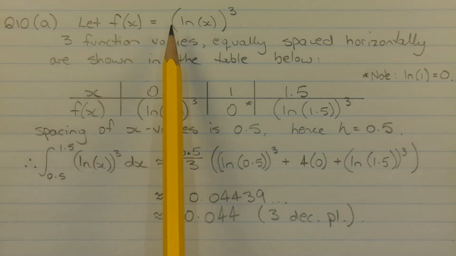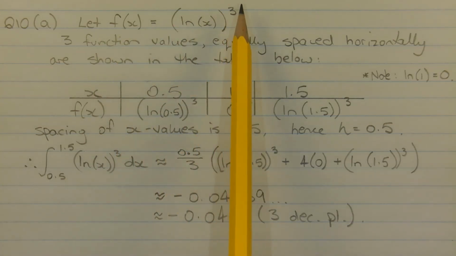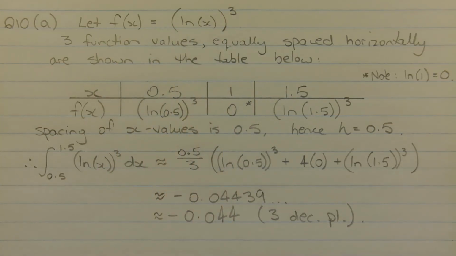Let f of x equal ln of x in brackets to the power of 3. Now ln of x is equivalent to log base e of x. Now we need three function values equally spaced horizontally from x equals 0.5 to x equals 1.5, and they are shown in the table below.